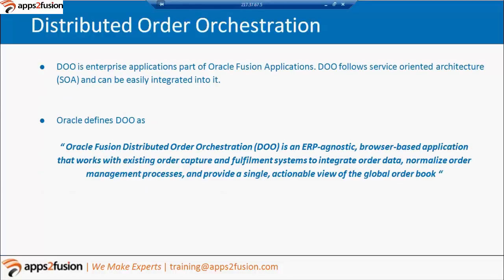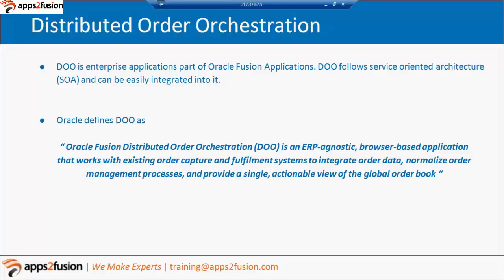So let's have a brief introduction of what it is. DOO is the enterprise applications part of Fusion applications, and what Oracle typically claims is it's completely built on SOA. SOA is a middleware technology. It's built completely on Oracle SOA, and they claim it to be an ERP agnostic, browser-based application that works with order capture systems and order fulfillment systems to integrate data and to give a global order book. I hope you remember the initial slide which I showed when I was doing the order to cash overview. There was a DOO which acts as a kind of exchange between the order capture systems and the order fulfillment systems, right? So that's the reason they call it ERP agnostic.